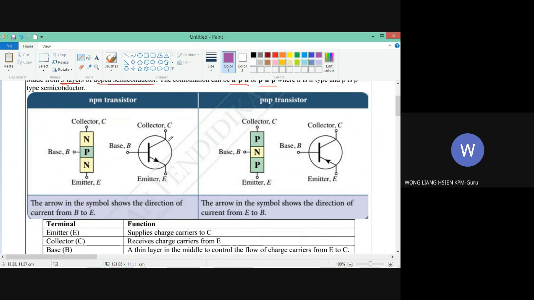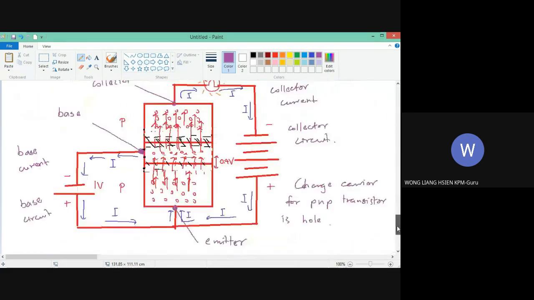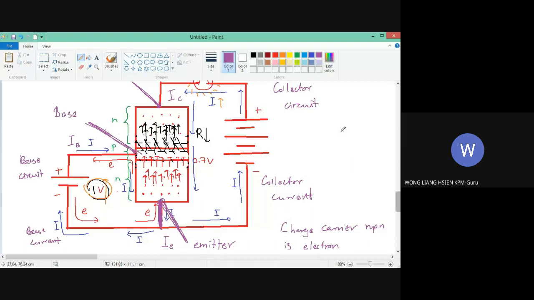Okay, so let's look at the symbol of the transistor. The way that we draw the symbol of the transistor is we draw a circle, and then we draw a line here, and this one is the base. And then over here, join here, and then another line, join here.